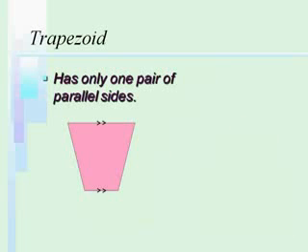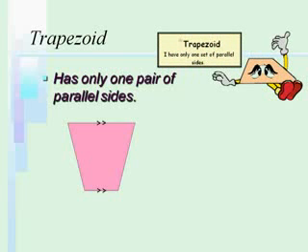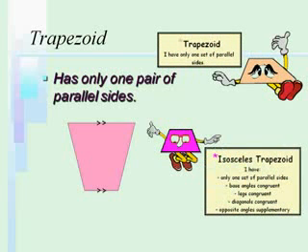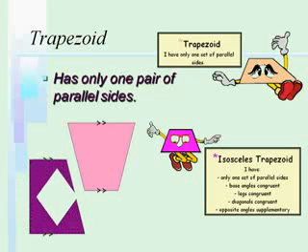Now, trapezoid, by contrast, has only one pair of parallel sides. So you can have special trapezoids where the nonparallel sides happen to be congruent. So that would be called an isosceles trapezoid. But the only requirement to be a trapezoid is that one pair of parallel sides. So this shape is a trapezoid because it has one set of parallel sides and four sides altogether. Even though it has those two right angles, it still falls under that trapezoid category.